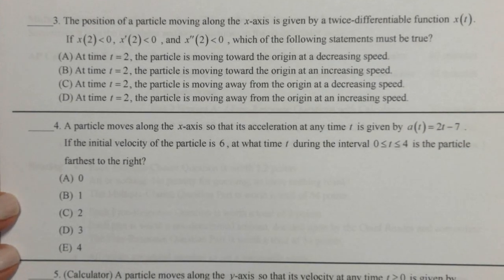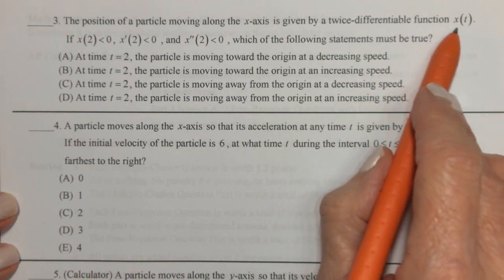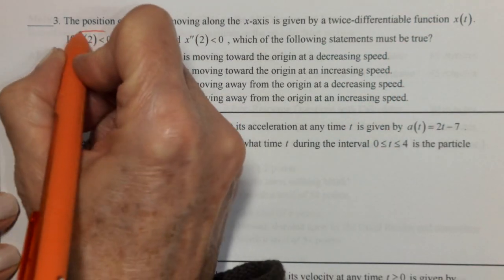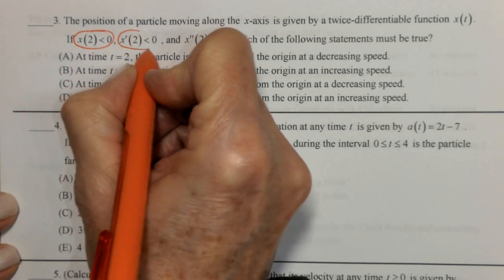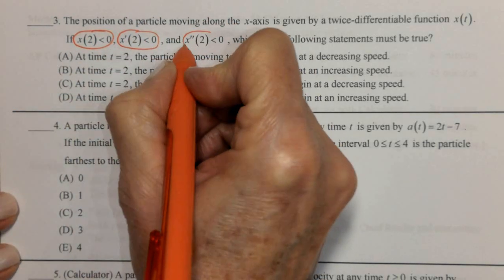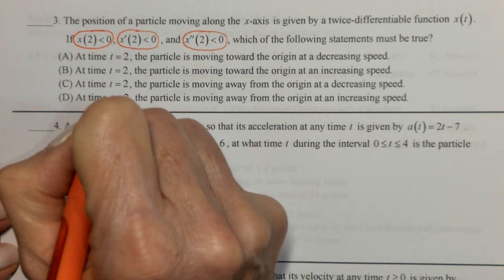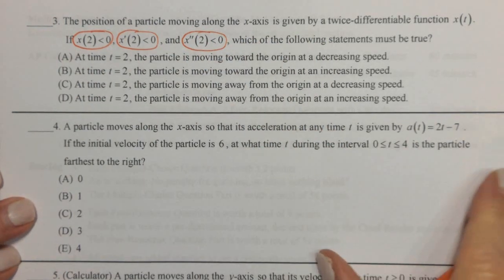Okay, let's do some multiple choice questions. The position of a particle moving along the x-axis is given by the twice differentiable function x. If x of 2 is negative, x prime of 2 is negative, and x double prime of 2 is negative, which of the following statements must be true?